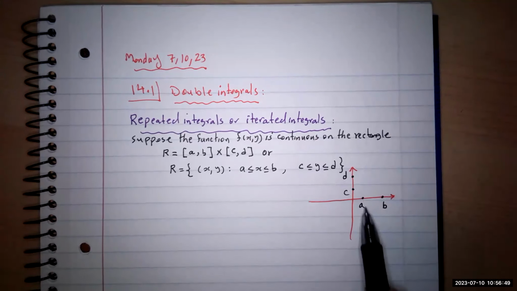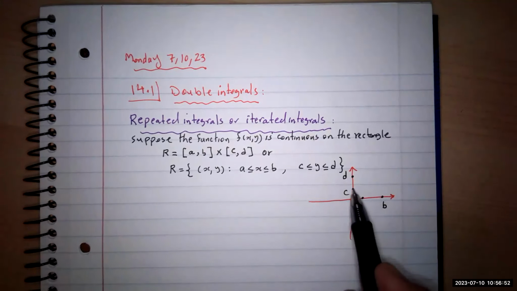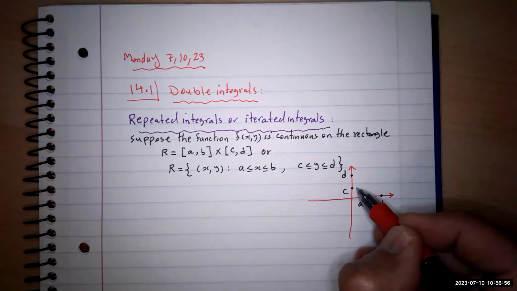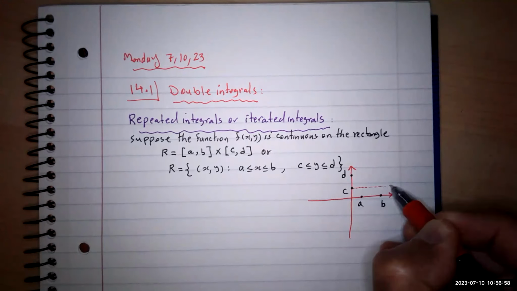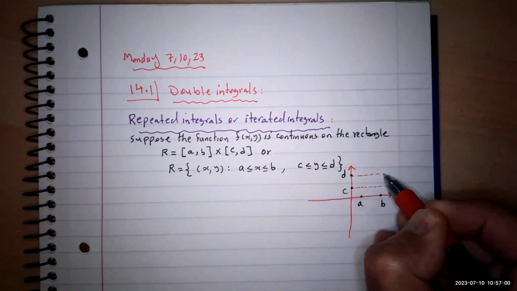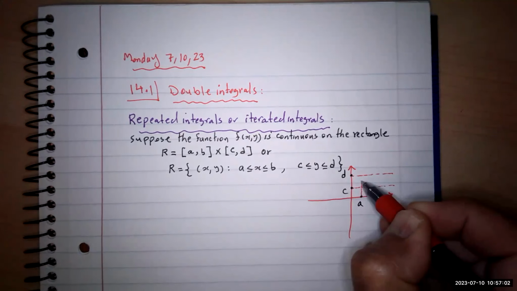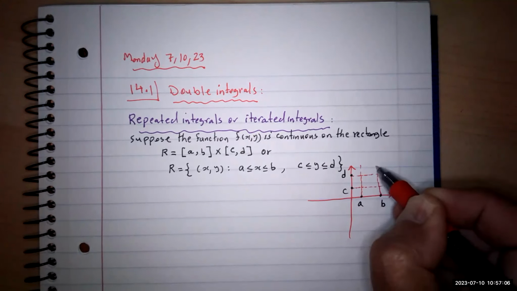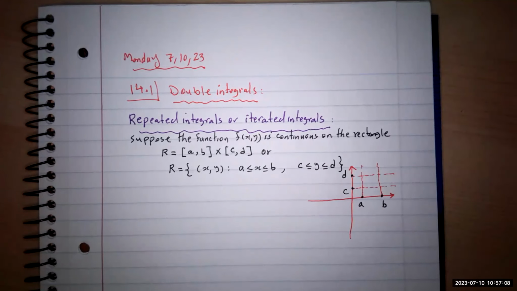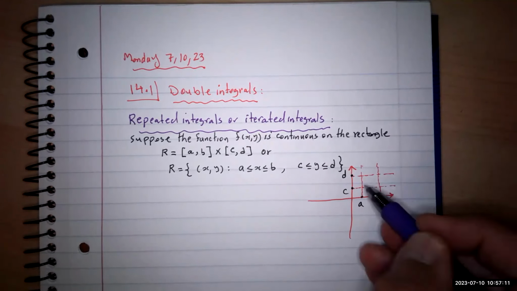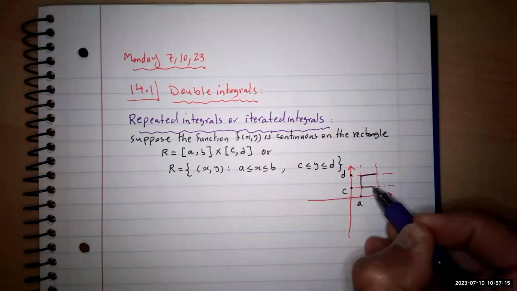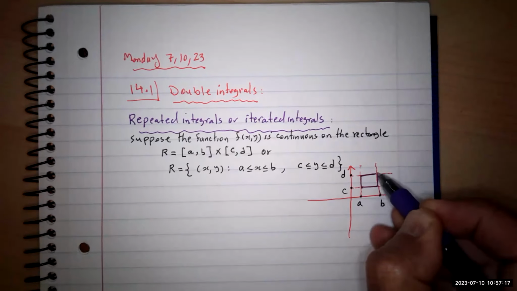So the X is going to be between A and B, and the Y between C and D. The region would be formed by getting these vertical and horizontal lines together. So your points are going to be inside this rectangle. This is the rectangle that we talk about.